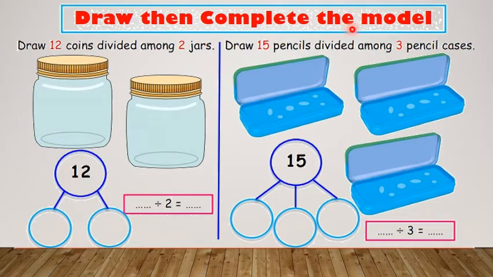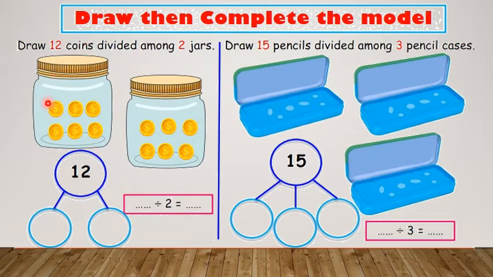Draw and complete the model. Let's draw 12 coins divided among 2 jars. So I have 12 coins and I want to put them into the 2 jars equally. If I put 1 coin here, I must put another coin in the other jar, until I finish the 12. So I have here 1, 2, 3, 4, 5, 6, 7, 8, 9, 10, 11, 12. I finished all the coins I have.